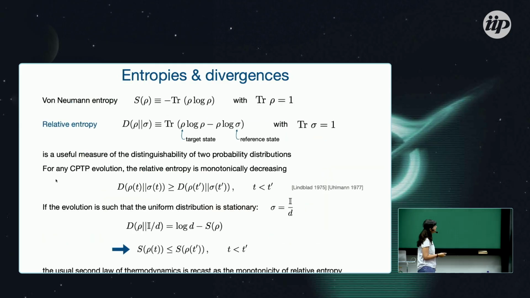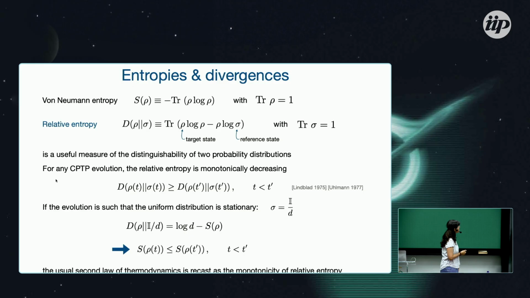Okay. So the most famous example of one such quantity is the relative entropy, which we know is a useful measure of the distinguishability of two probability distributions, here rho and sigma, which are usually referred to as the target and reference state. And that was proven long ago to be a monotonic quantity under completely positive trace preserving maps. And just to give an example, this class of evolution includes both unitary evolution and partial trace.